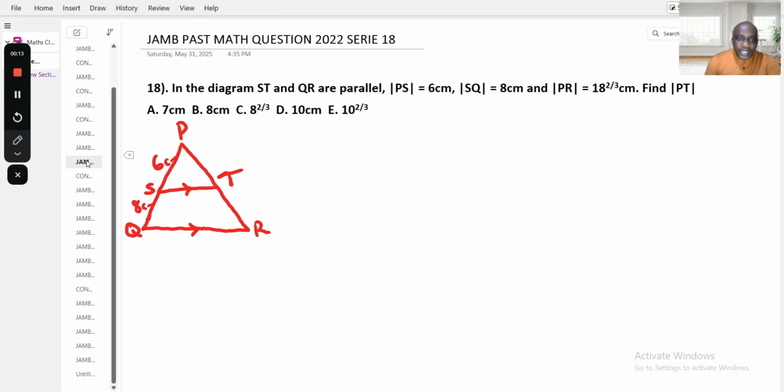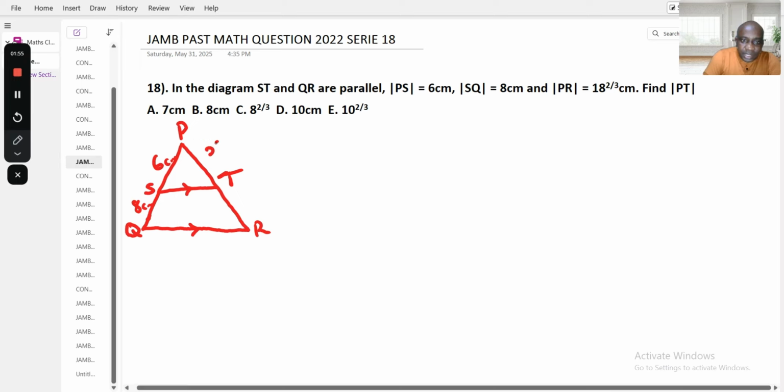We have a question like this. In the diagram, ST and QR are parallel. PS equals 6 centimeters, SQ equals 8 centimeters, PR equals 18 and 2 over 3 centimeters. Find PT. The PT the question asks us to find is here. This point is S. Let's call it X.